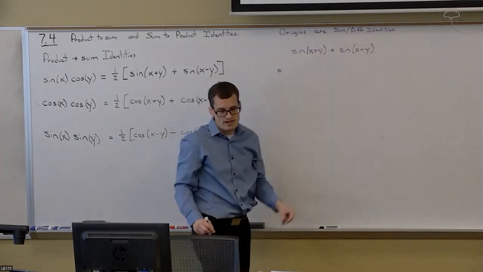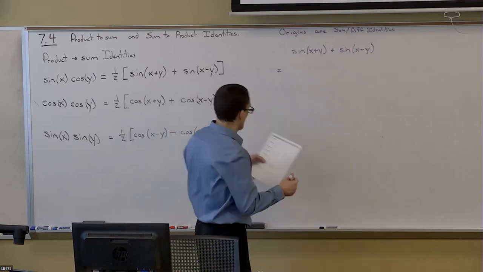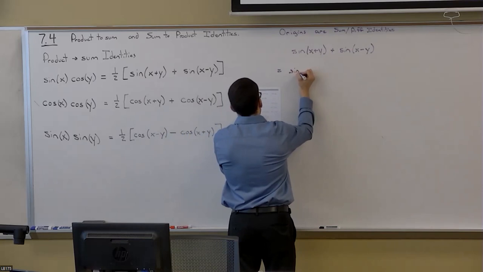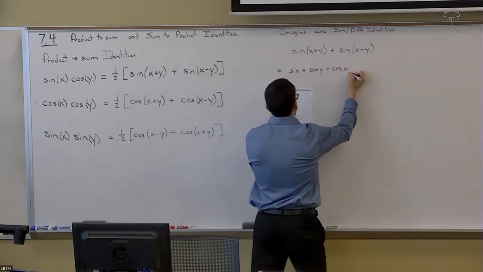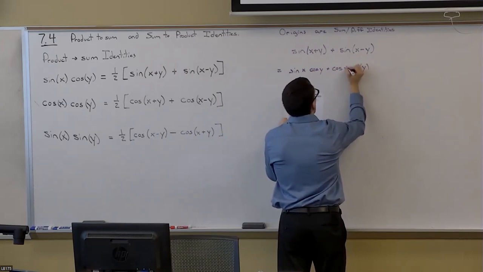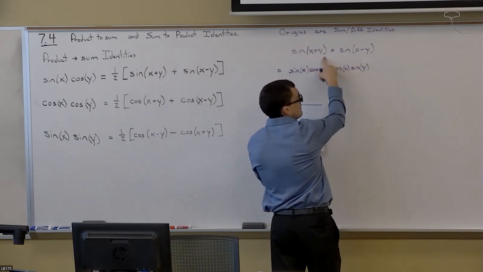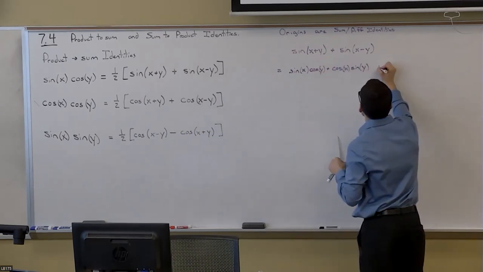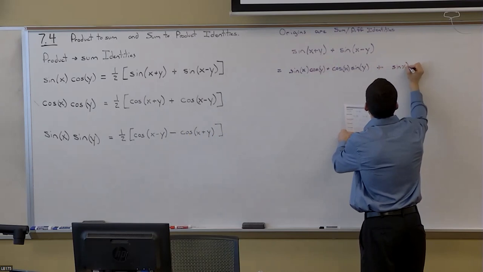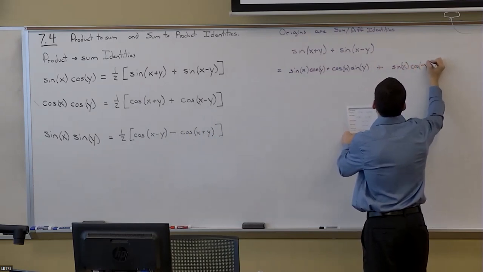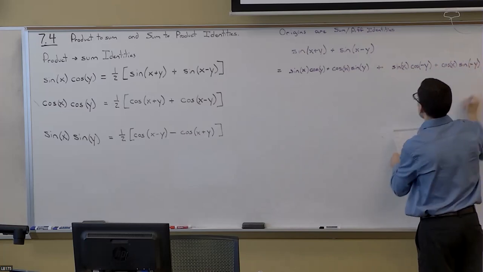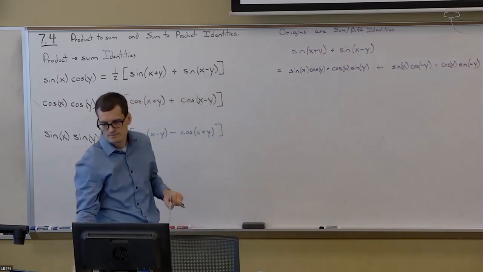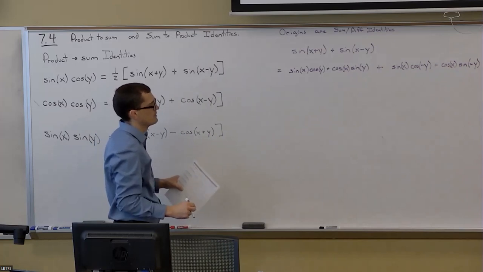Well, sine of x plus y, go back to your sheet, the sum difference identities: sine of x cosine y plus cosine of x sine of y. That's just that one, right? And then we do this one. That would be sine of x times cosine of negative y plus cosine of x times sine of negative y.